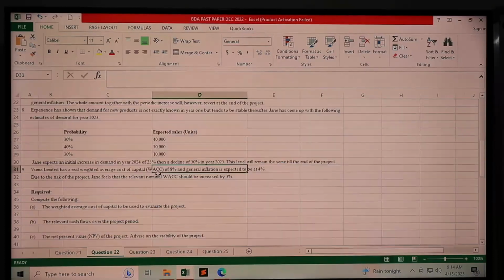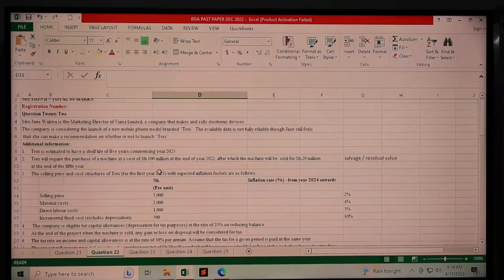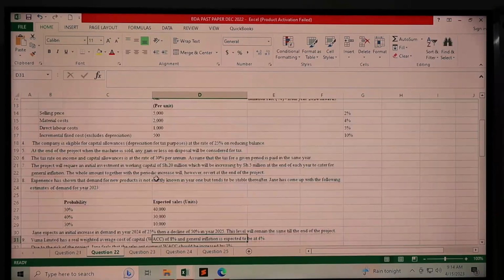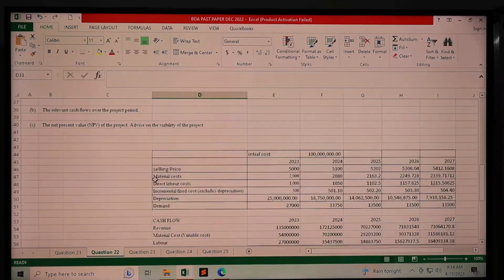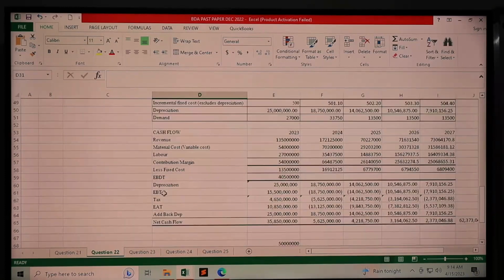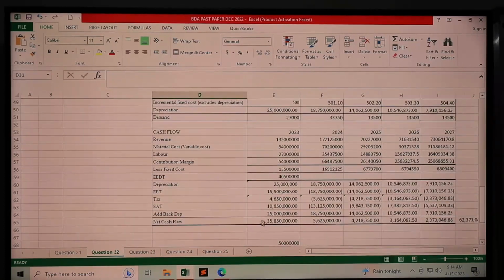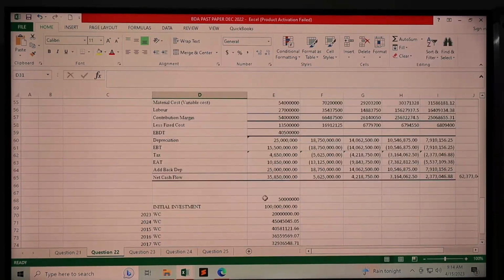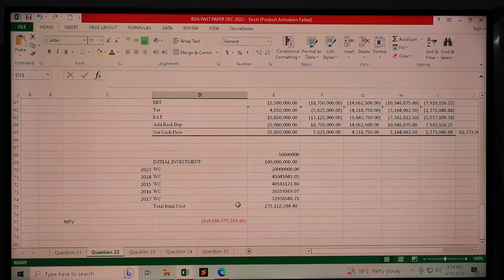So in our last discussion, we did this question, that is question 22. We said the question was a bit complex, but we actually obtained that cash flow, which you are supposed to use to compute the net present value.